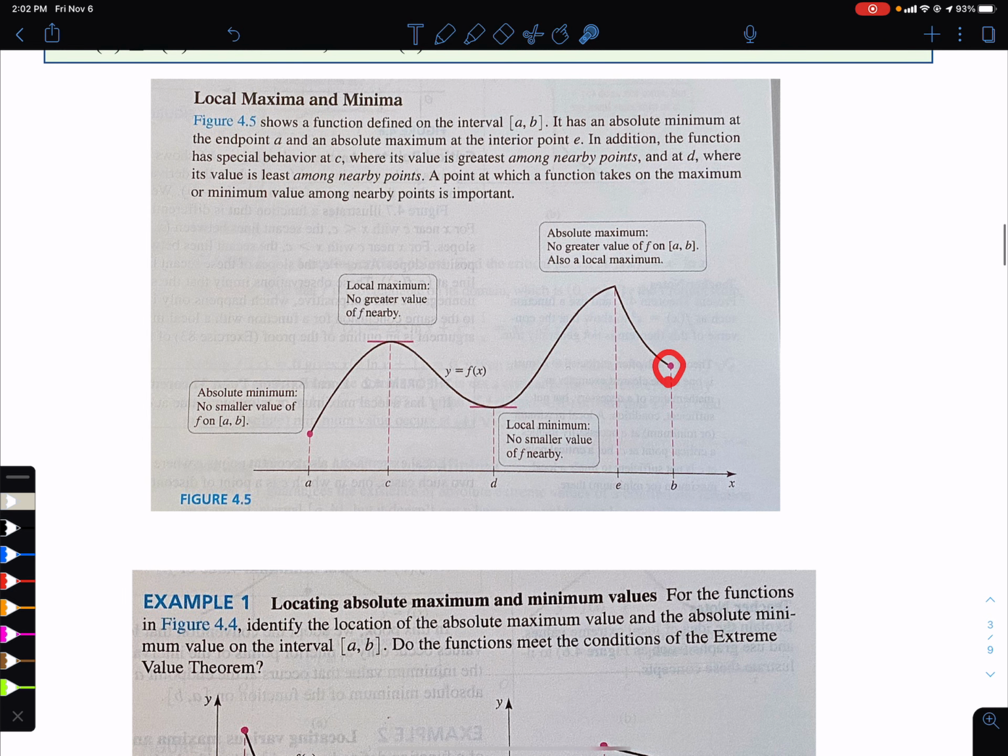Now the endpoint, that cannot be a local minimum because local minimums have to be interior points. They can't be endpoints. So that's nothing. It's not a local minimum. But over here, is that a local minimum? No, because it's not in the interior of the graph. But this would be the absolute minimum because it's the smallest point anywhere on the graph.